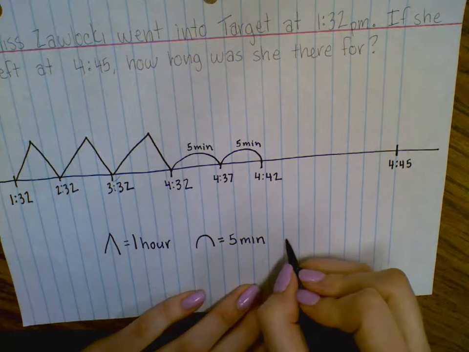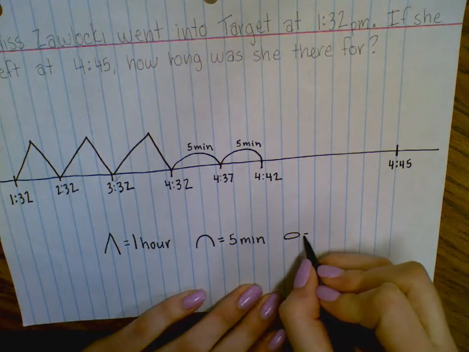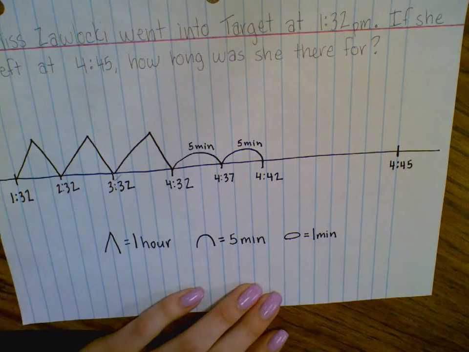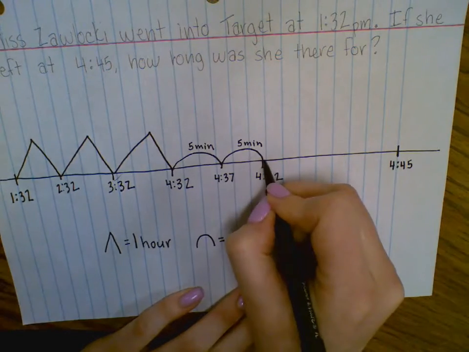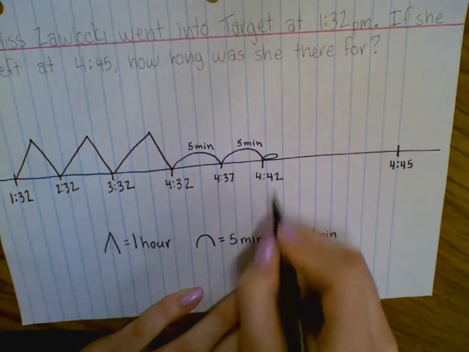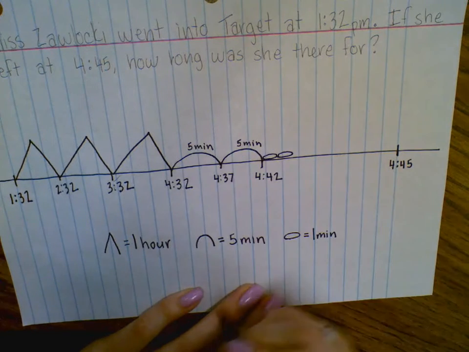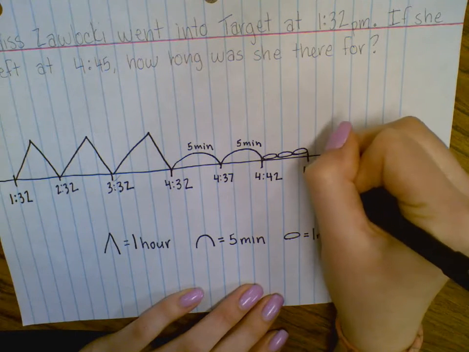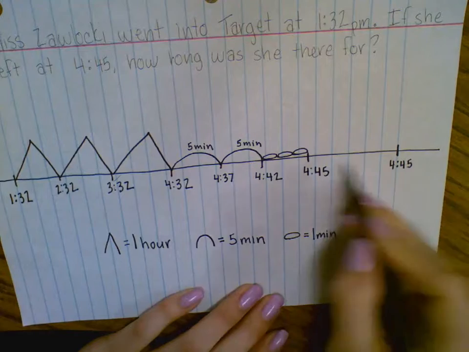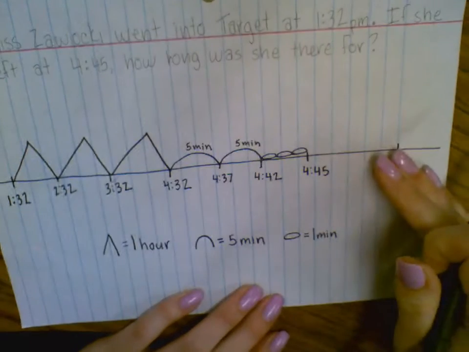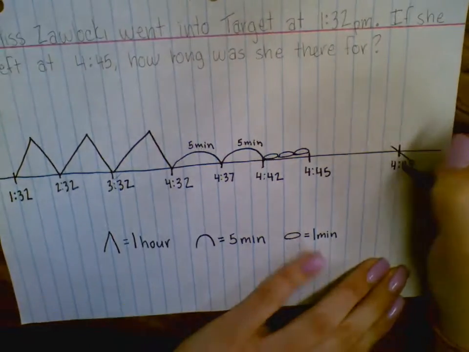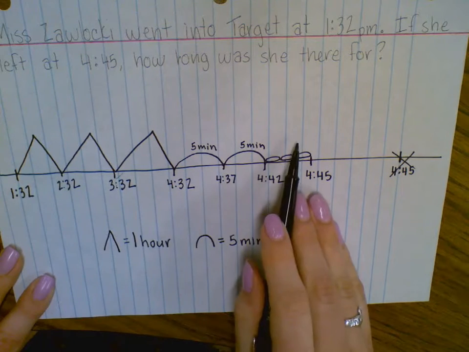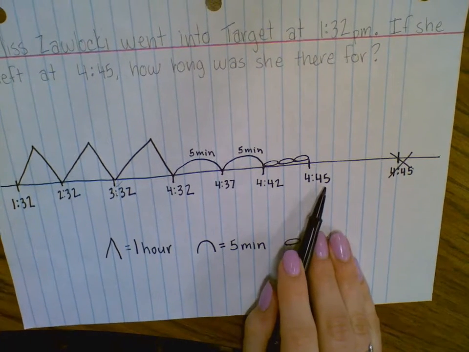So now I'm going to switch to pebbles. Now if you remember, each pebble equals 1 minute. So if I have 4:42 and I draw 1 pebble, now it's 4:43, 4:44, 4:45. So this is the ending time. Now it's okay that these are farther apart. I would rather leave so much space than not enough space. So I can just cross this part off because she started at the store at 1:32. She was there for some amount of time and she left at 4:45.